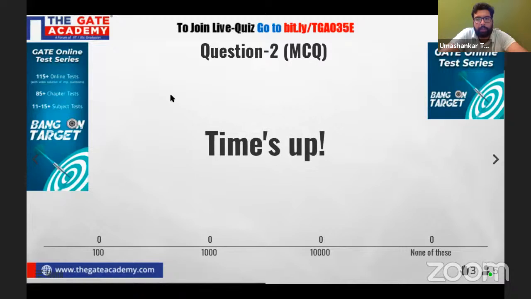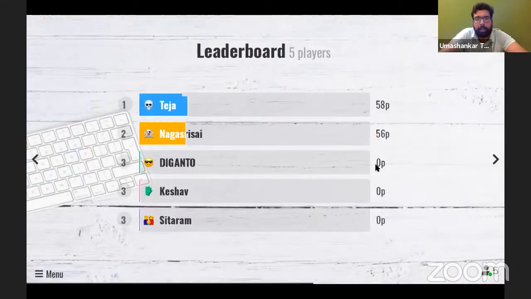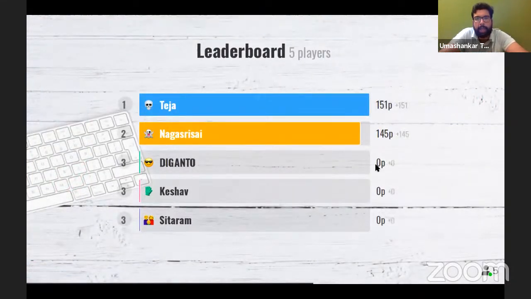All right. So time is up and only 3 have answered, out of which 2 have answered correctly. So let us see. We have the right answer from Teja and we have the right answer from Naga Srisai. Very good. Those who are unable to answer this question, please try in the next question. The last question was of Froude model, if you remember.